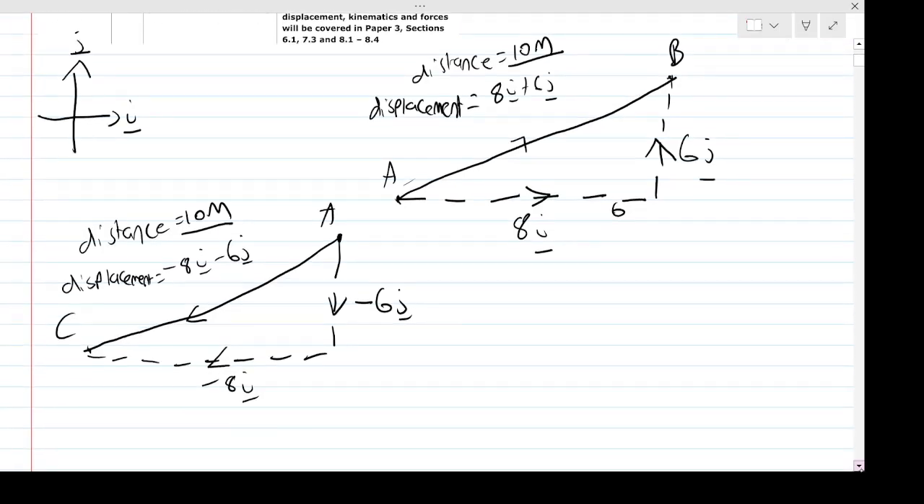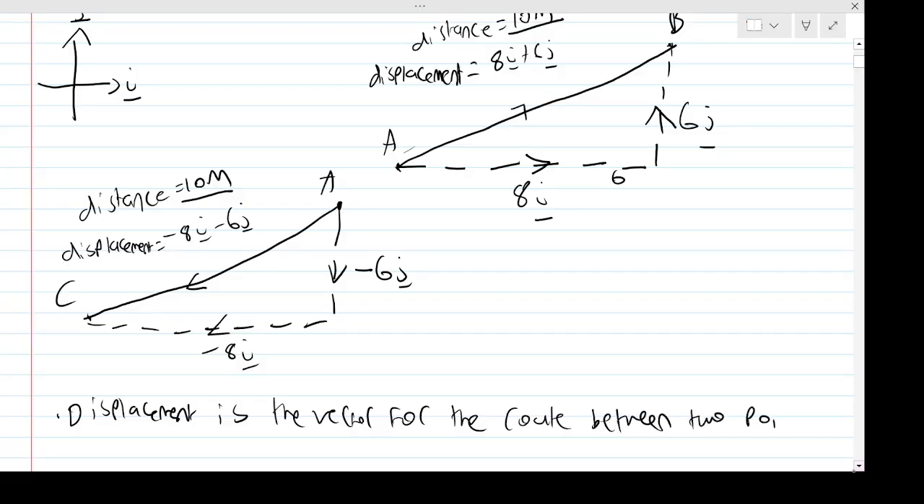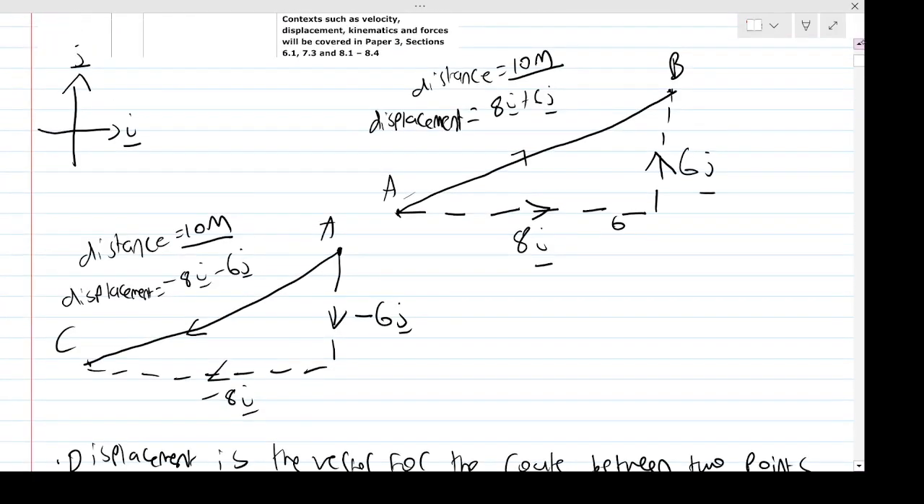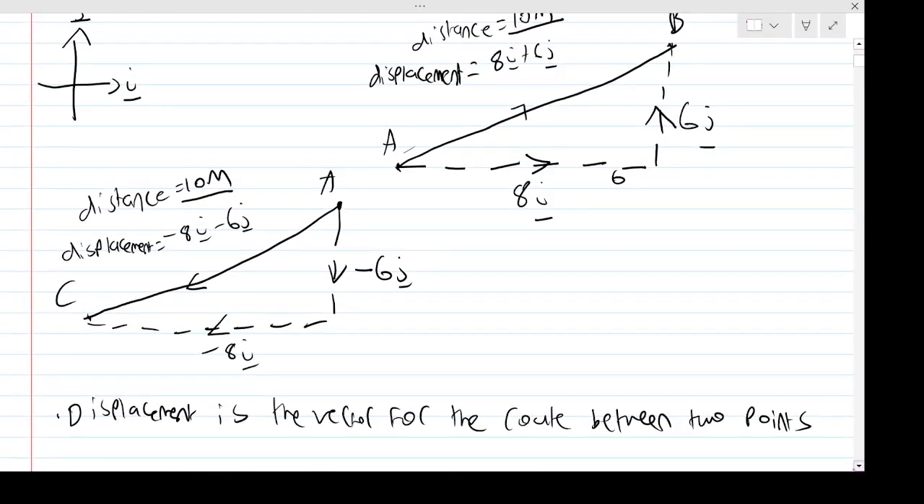Right. So if I was to summarize this then, displacement is the vector for the, I guess, route between 2 points. So what I mean by route is from point A to point B. The route is how do I get from point A to point B. Okay. So in other words, it tells us how to get from point A to point B.